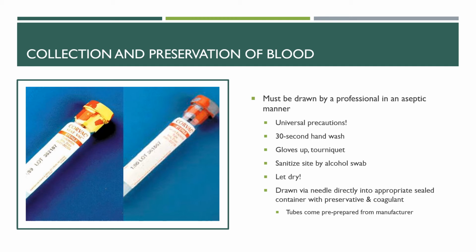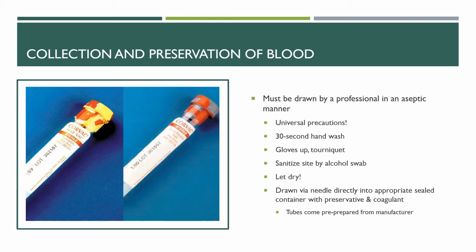This chemical preserves the blood, keeps it from degrading, and it also helps keep it from clotting. If the blood coagulates too much, if it clots, you can't do tests on it. It's not a liquid anymore. And all these tests that you're going to do on blood are designed for it to be in a liquid state. These tubes come pre-prepared from medical equipment manufacturers.